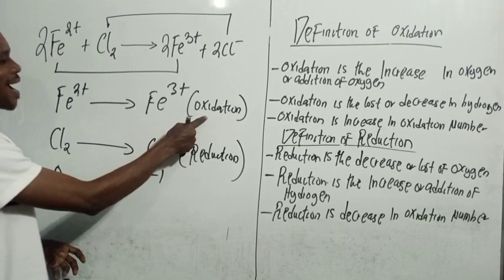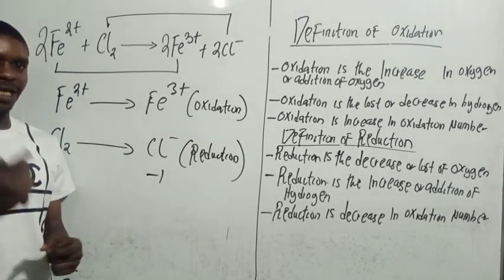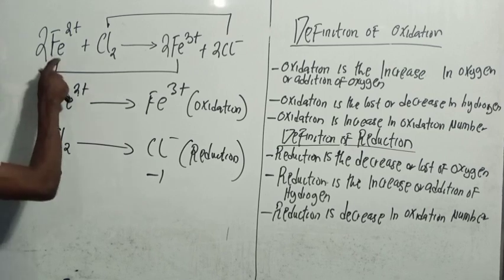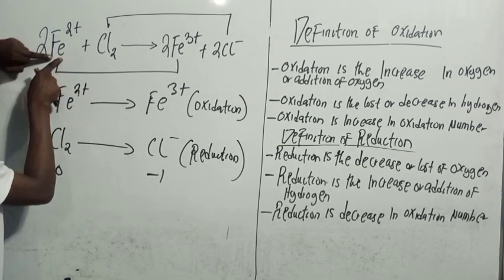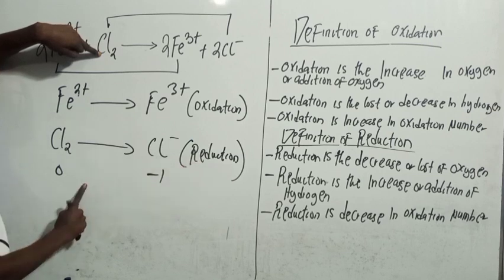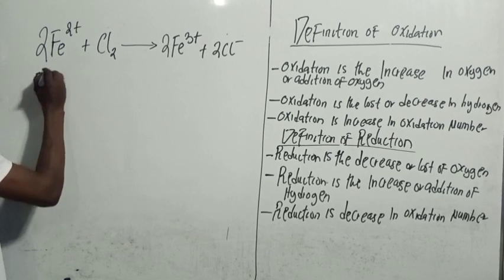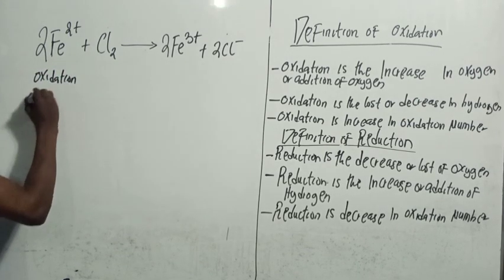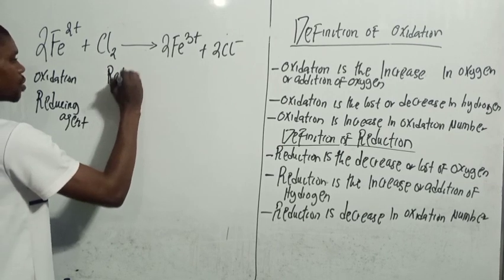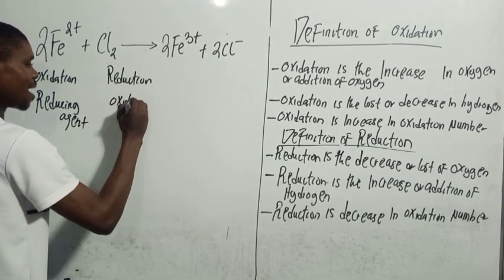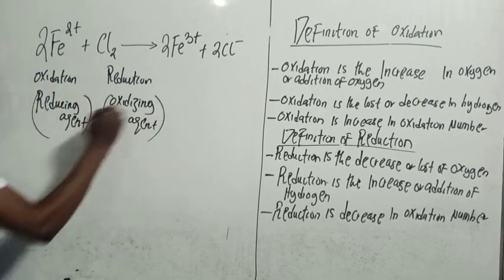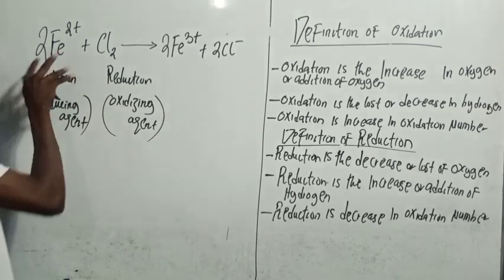Now remember, any species that undergoes oxidation is said to be the reducing agent, while any species that undergoes reduction is said to be the oxidizing agent. This guy is the reducing agent because it's the one that undergoes oxidation, while this one is the oxidizing agent because it undergoes reduction. When I define oxidizing and reducing agents, you don't look at the products, you focus on the reactants.